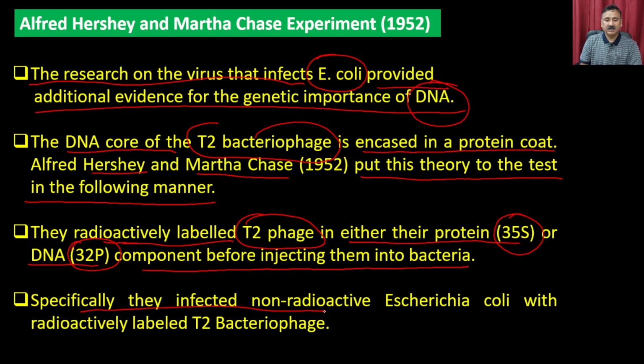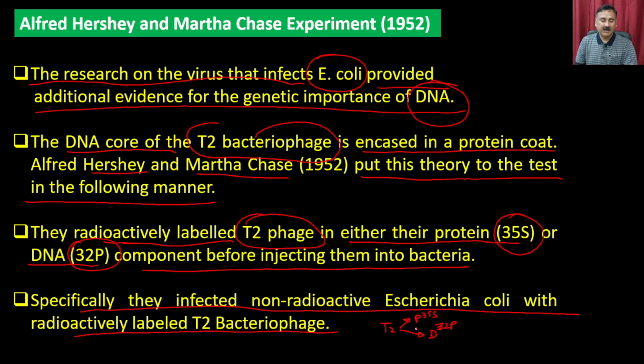Specifically, they infected the non-radioactive E. coli with the radio-labeled T2 bacteriophage. So, in the T2 bacteriophage, you can have the protein, which is 35S, or sulfur labeled, or you can have the DNA, which is the 32P, or phosphate labeled. And that's how they asked which molecule is passed from one generation to another.